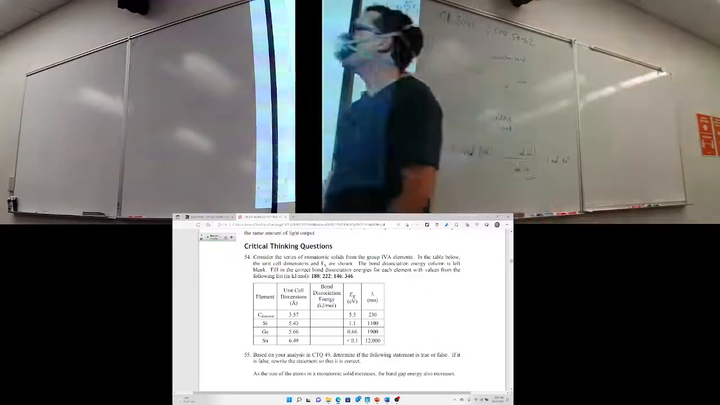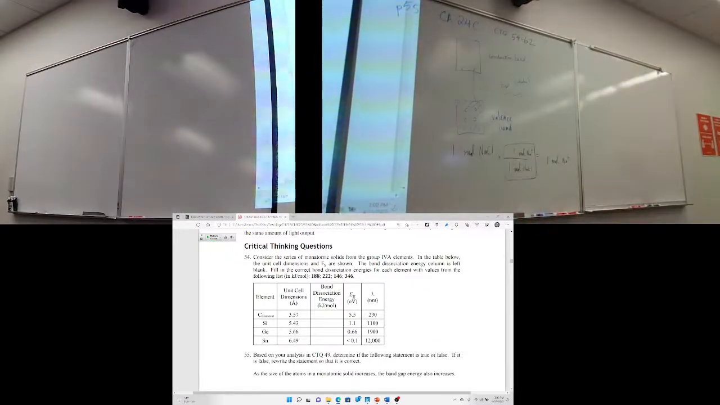So 346. And these are in lines, in order, so it's going to go down the line. After that, it's 222, then 188, and then 146 at the bottom.